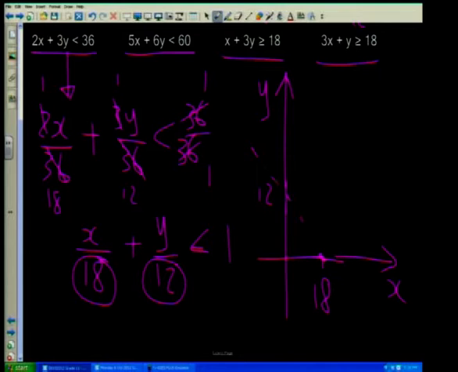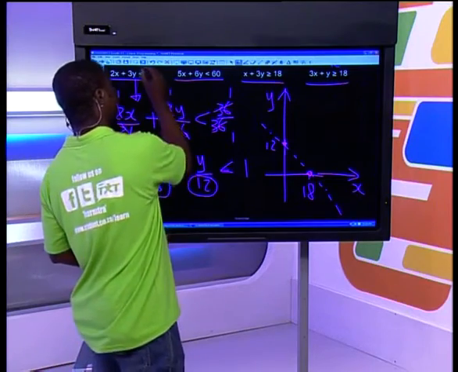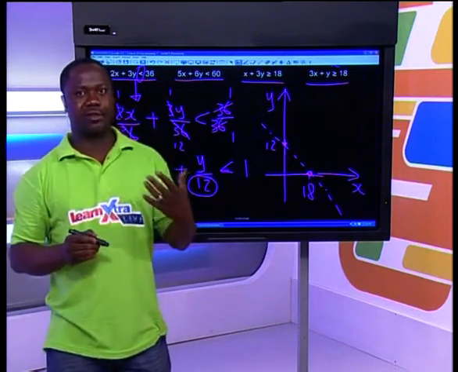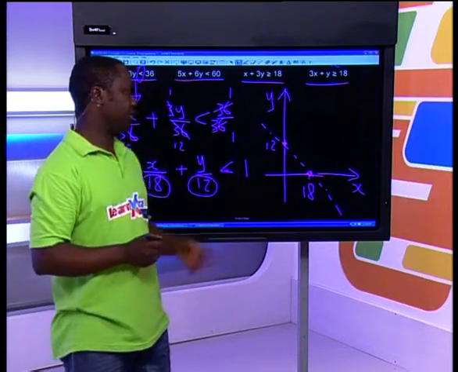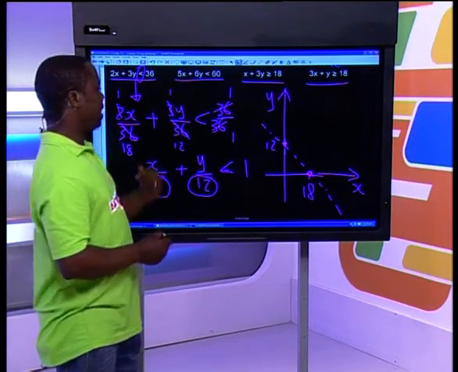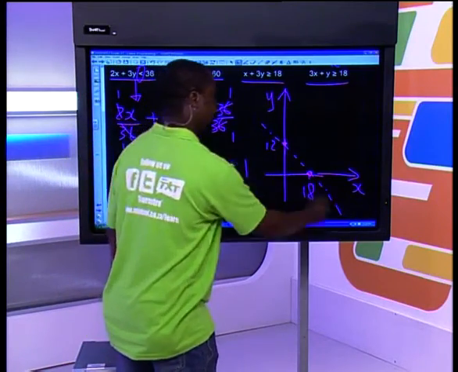So our line will be dotted. And some of you can remember the reason why I would represent it as dotted. Because the sign says less than. It does not say less than and equal to. If it said less than and equal to, I would make it solid. But then, this constraint is not interested in the actual line.